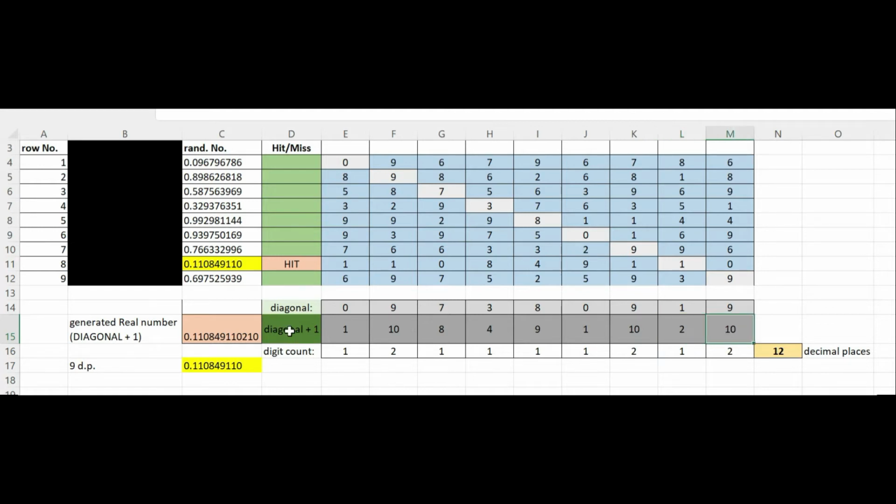0.1108149110210. Now, obviously, this number is going to have more decimal places than the randomly generated numbers. In this particular example I'm using, all my numbers go up to 9 decimal places. I generate these numbers randomly. Look, I can do it again. Let me generate them randomly. Watch the numbers. You see, random numbers.